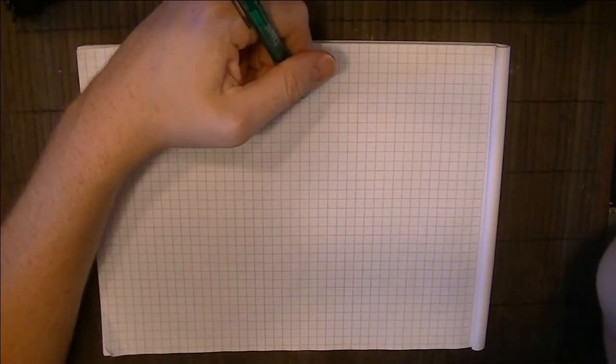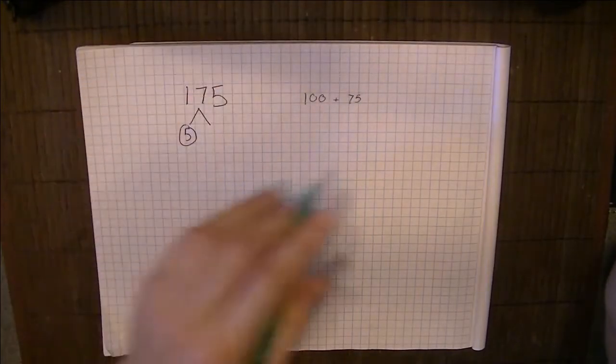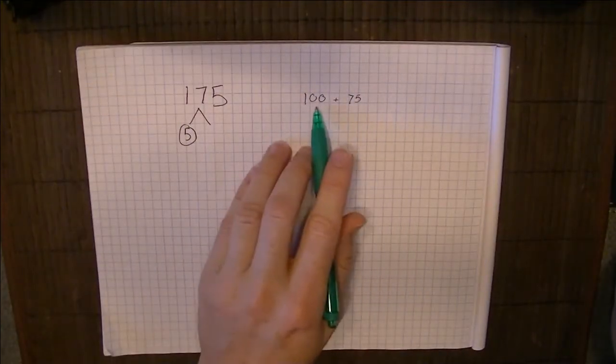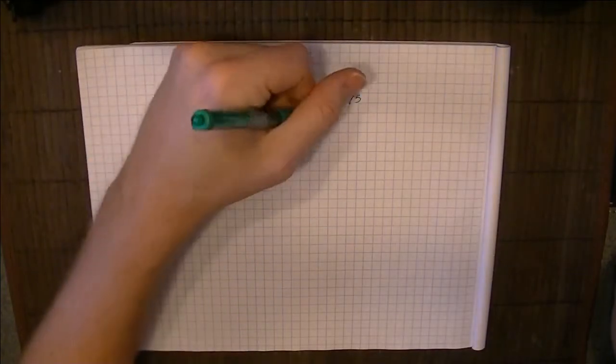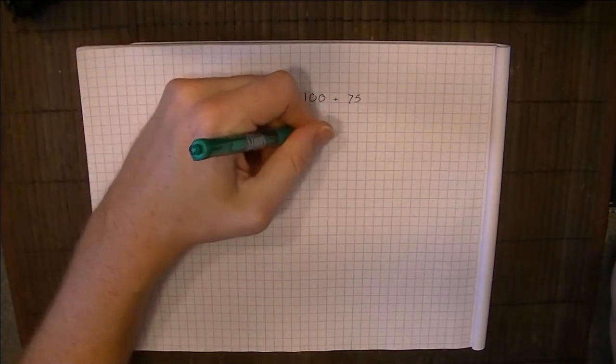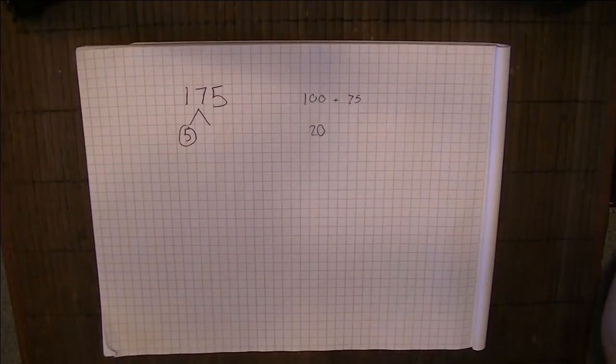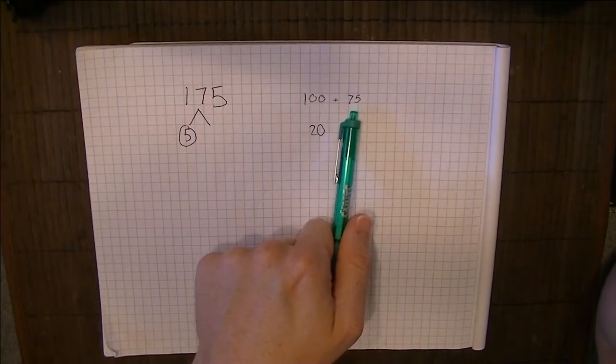175, I could think of that as just 175, and I can now think of, okay, what is 100 divided by 5? Dividing 100 by 5 is 20, because it's like dividing 10 by 5 and putting the extra 0. All right, what about 75?